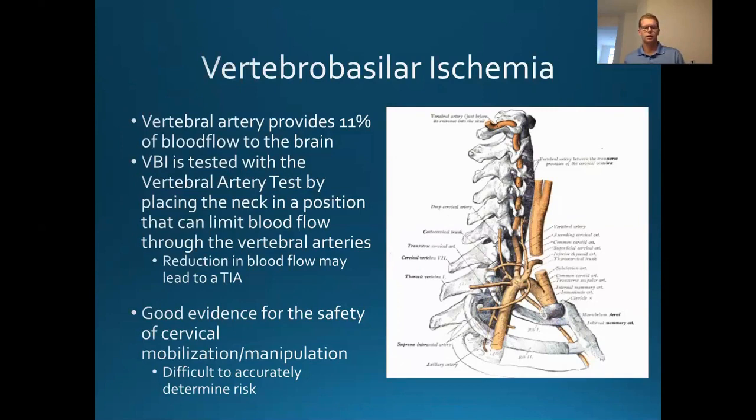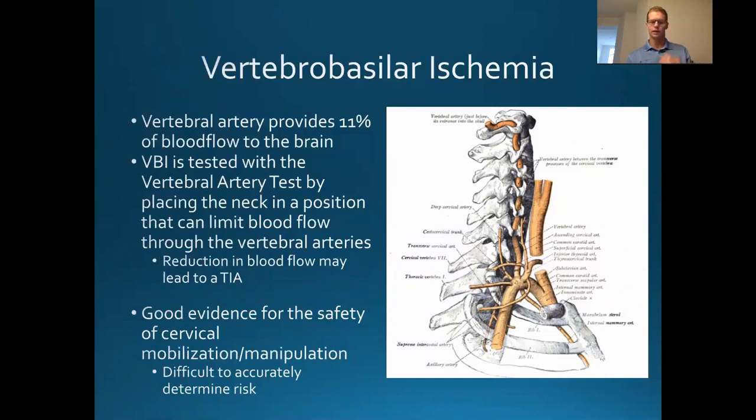The other red flag issue that we need to be worrying about, and that can occur from upper cervical ligamentous instability, is going to be VBI. So the vertebral artery provides 11% of the blood flow to the brain. The VBI is tested through the vertebral artery test by placing the neck in a position that can limit blood flow through the vertebral arteries. So essentially it could lead to a TIA, or a transient ischemic attack, decreasing the amount of blood flow to the brain.